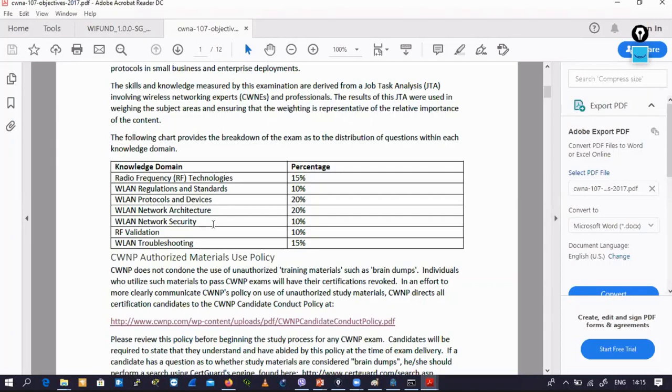WLAN network security, he's talking about PSK, meaning WPA2 Personal and WPA2 Enterprise, and also web authentication. RF validation, radio frequency validation, is also there. And WLAN troubleshooting, like DNS troubleshooting, DHCP troubleshooting, and VLAN troubleshooting, which is included in wireless architecture. So these are the material knowledge domains, and you can see the percentages here. It is very good information from CWNA.